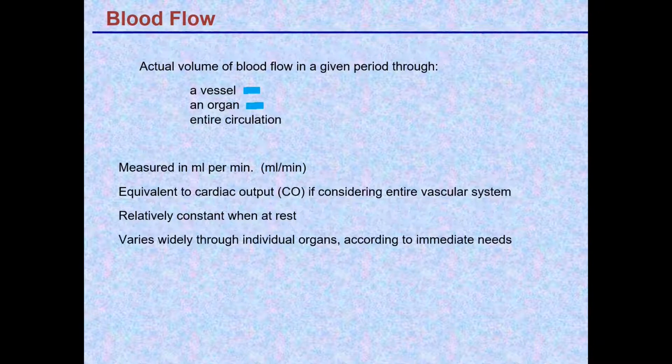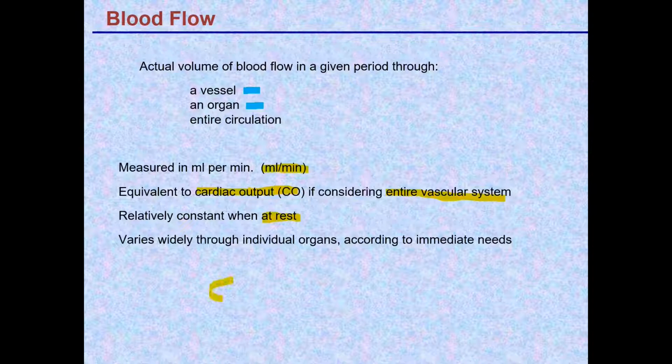Okay. Blood flow is measured in milliliters per minute. For the entire vascular system, it's equal to cardiac output. Cardiac output is essentially constant if a person is at rest, but as soon as they start being active, the cardiac output goes up.